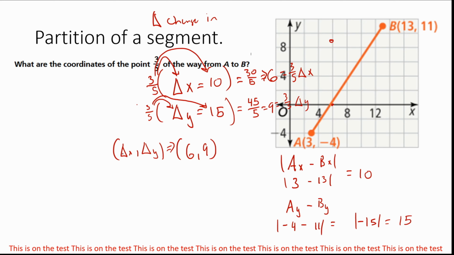All this is telling us is the change in X and the change in Y. But we have to go back to our initial value, which is 3, negative 4, and apply our change in X and our change in Y.